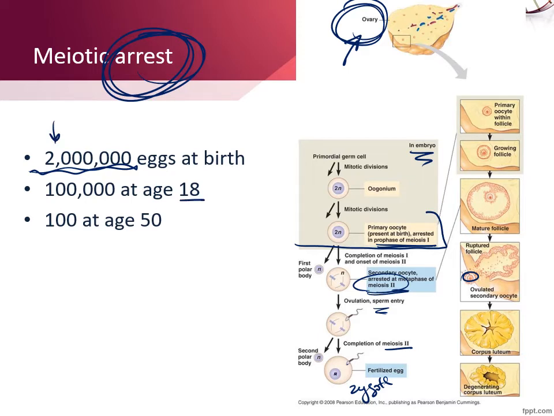By the time we hit age 18, a lot of them have died off, have gone through apoptosis. We're down to only 100,000 eggs by the age of 18. My friends with ovaries, you can only have 100,000 children. So sorry. By the time we get to age 50, more have died. The great majority of them have died, and we're down to only 100. So if you have moms who are in their 50s, they can only have about 100 more children, and that's ridiculous. No one is going to have 100 more children. But those eggs do die off as we age. So kind of an interesting thing.